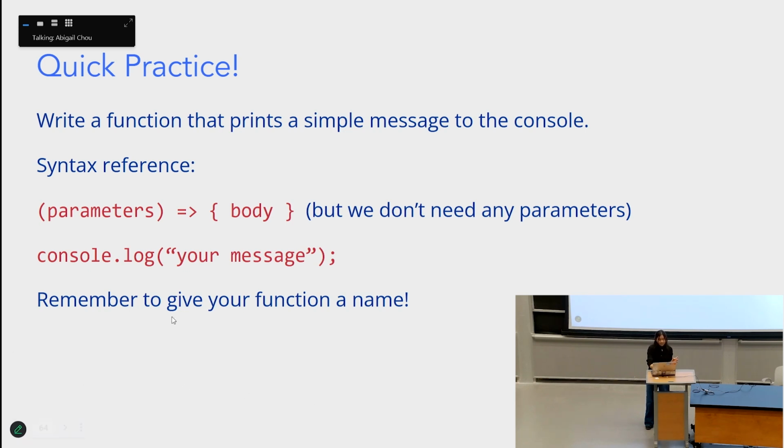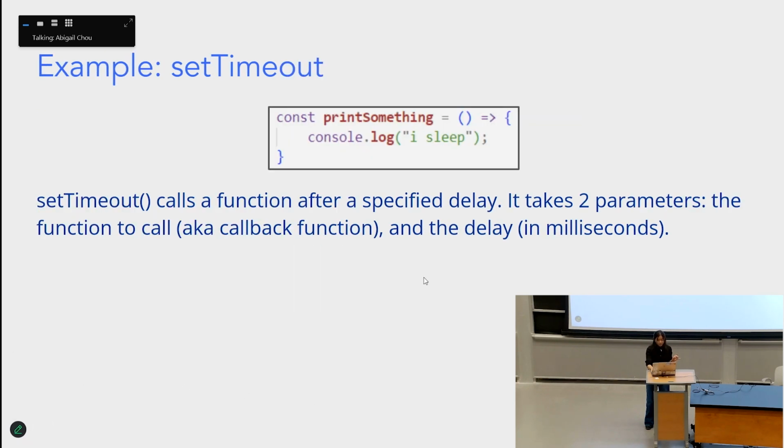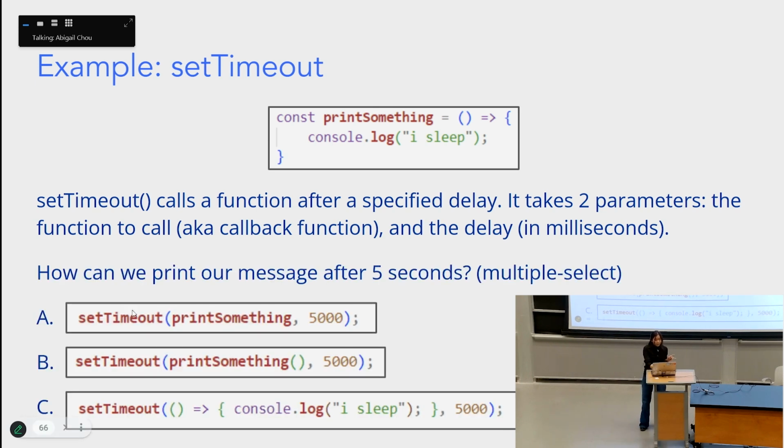As a quick practice, actually, no, I'm going to skip this for the sake of time. But we have an example of setTimeout, which is a JavaScript library function that calls a function after a certain delay. This function takes in two parameters, the function to call and the delay. So if I call the setTimeout function, I'm going to say, OK, do this, whatever function I'm passing in, after this many milliseconds. So how can we print our message, call this print something function that I defined at the top of the slide, after 5 seconds?